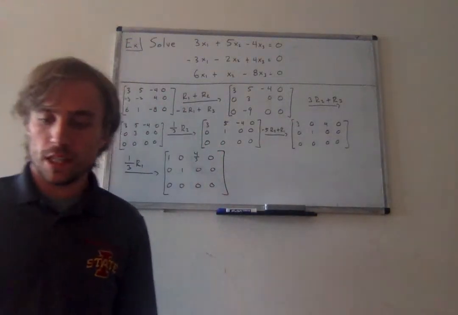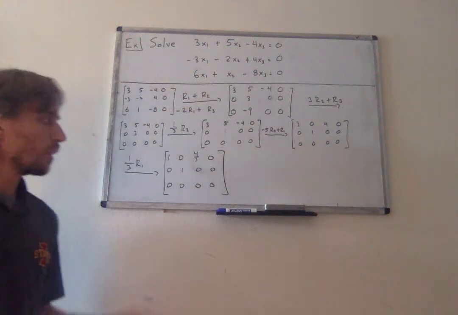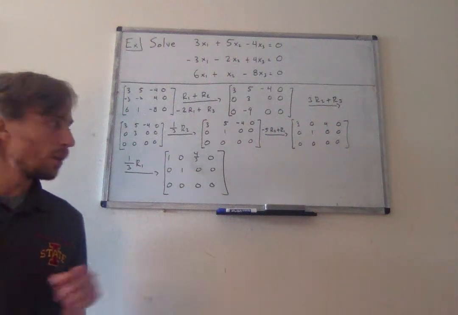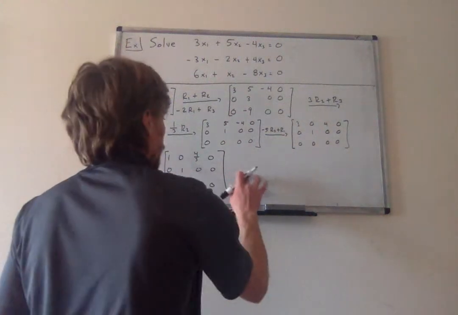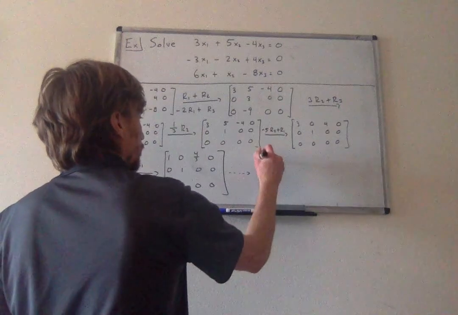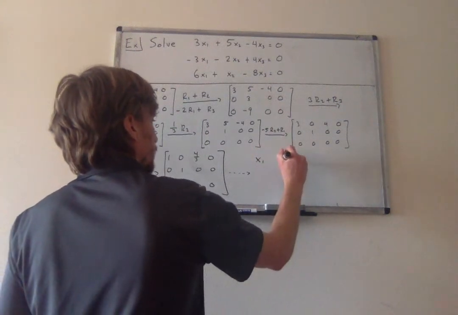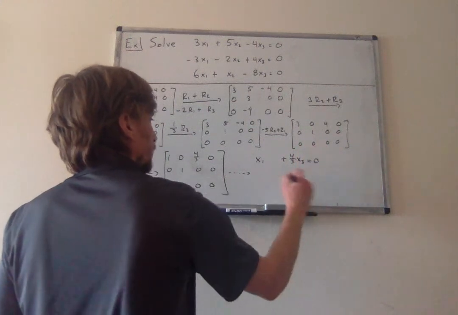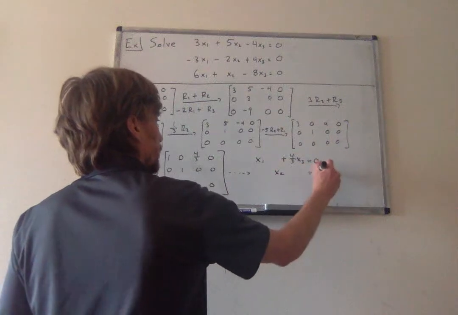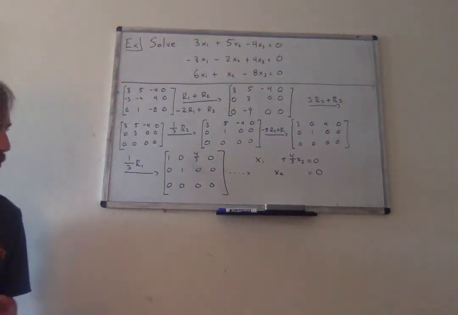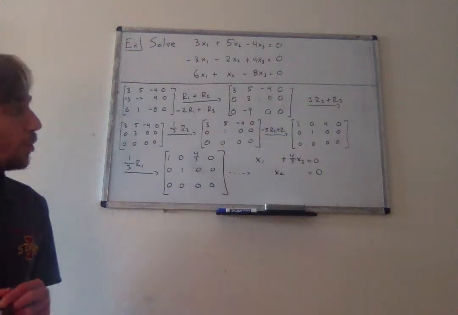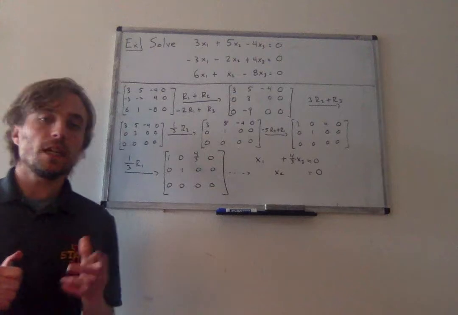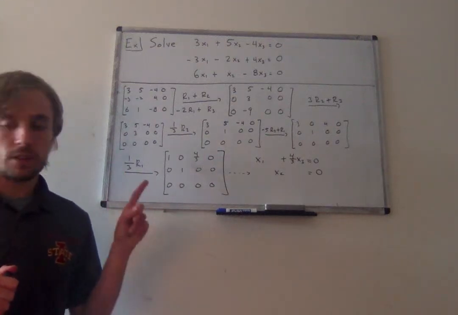Now, I have my matrix in reduced row echelon form. This means I've got sort of a solution to my homogeneous system. So let's remember what system of equations this augmented matrix corresponds to. So this corresponds to the system x1 plus 4/3 x3 equals 0, and x2 equals 0. So how do I interpret this? Well, notice that I'm going to be able to find non-trivial solutions specifically because I have a free variable x3.